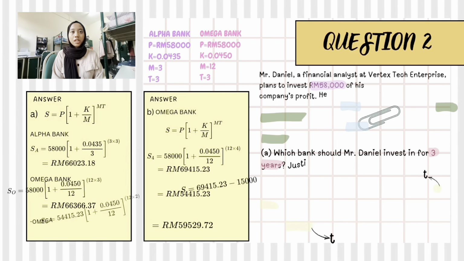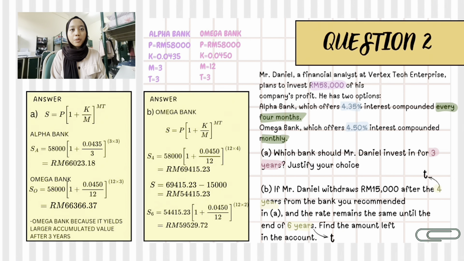For question 2, this question is about investment and compound interest. For question A, which bank should Mr. Daniel invest in for 3 years?